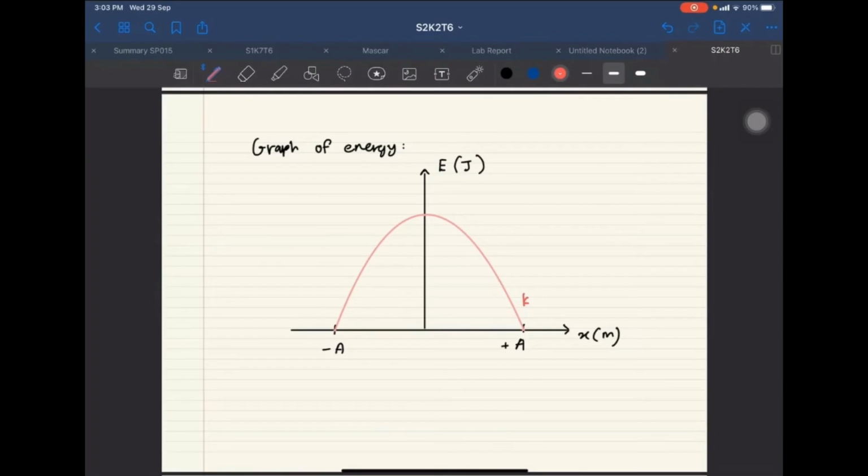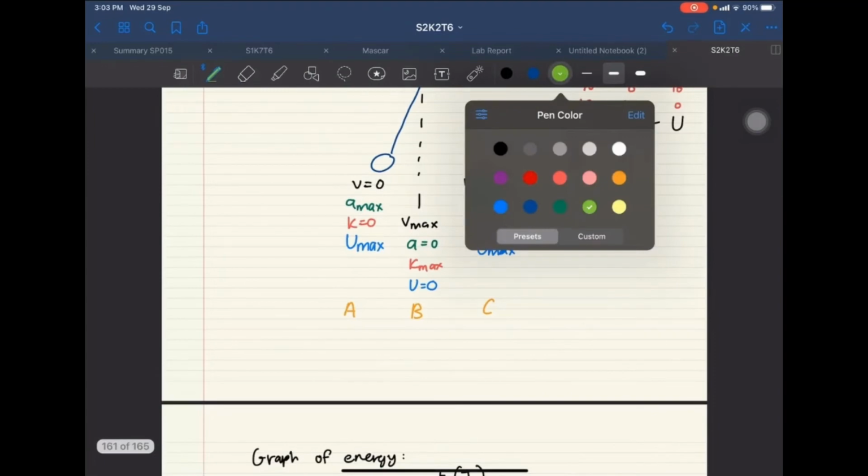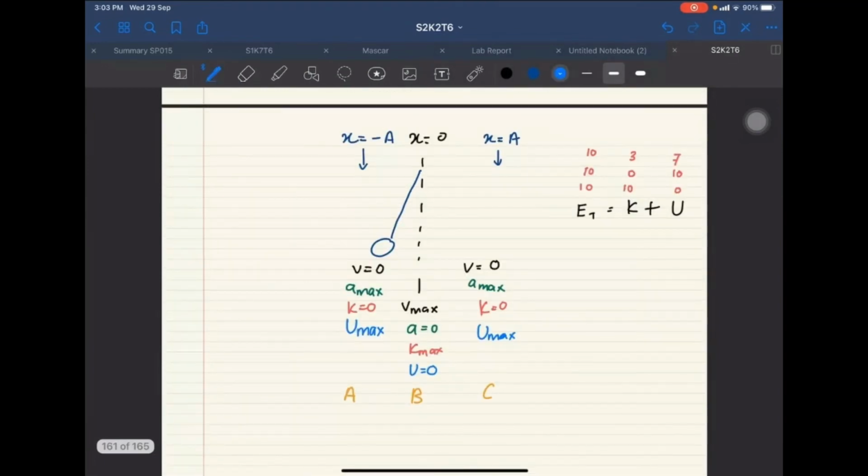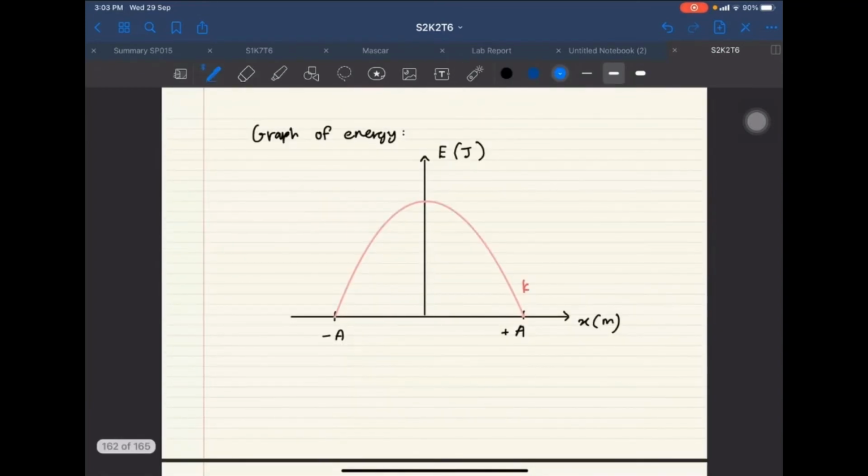For the potential, it is actually opposite. So means that dekat ujung tu dia adalah maximum, dekat tengah tu yang zero. So for potential, sini zero, maximum, something like this, kan? So the graph would look like this. Okay, boleh terima ke tak?